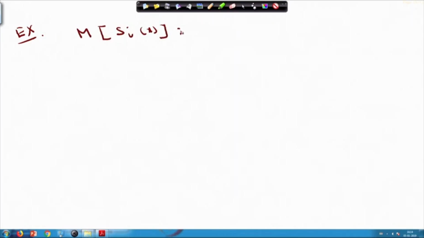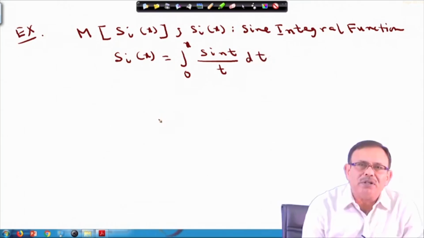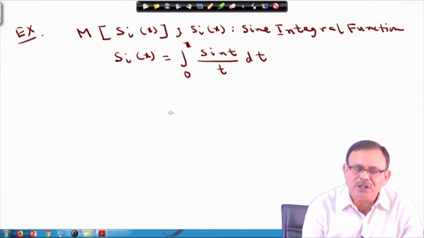In the next example, let us see the sine case, that is the Mellin transform of Si(x), where Si(x) is again the sine integral function. Si(x) is defined in the same way as the integral from 0 to x of sin t by t dt. So, we want to find the Mellin transform of the sine integral function, where Si(x) is defined as the integral from 0 to x of sin t by t dt.